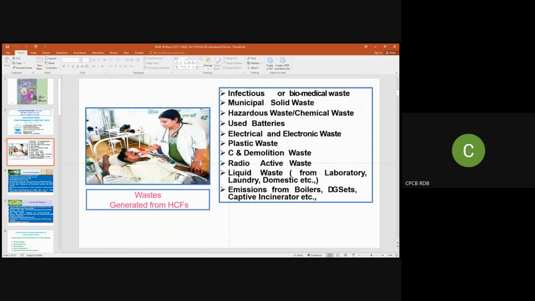Hospitals generate all types of waste, which includes infectious or biomedical waste, municipal solid waste, hazardous or chemical waste, used batteries, electrical and electronic waste, plastic waste, construction and demolition waste, radioactive waste, liquid waste, and emissions from boilers and diesel sets. Therefore, all these sorts of waste are generated by hospitals.